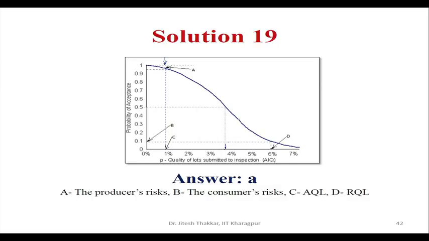So, the A indicated is basically producer's risk. The B arrow pointing at point 1 indicates the consumer's risk. C at 1% is basically AQL, and D at 6% is RQL.